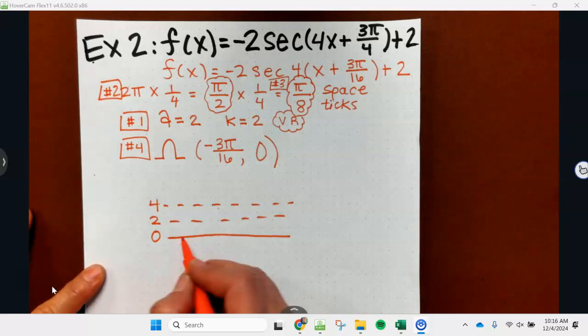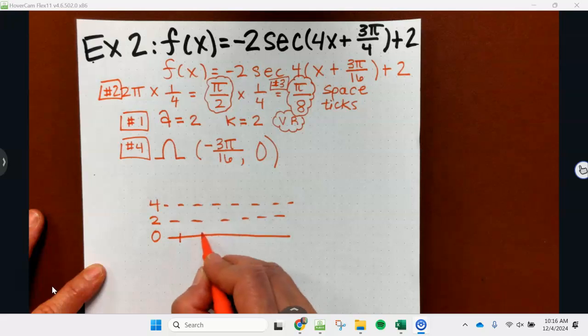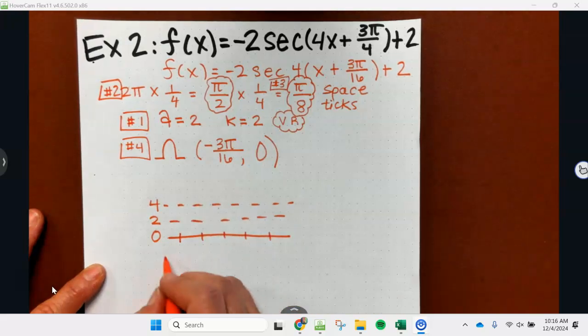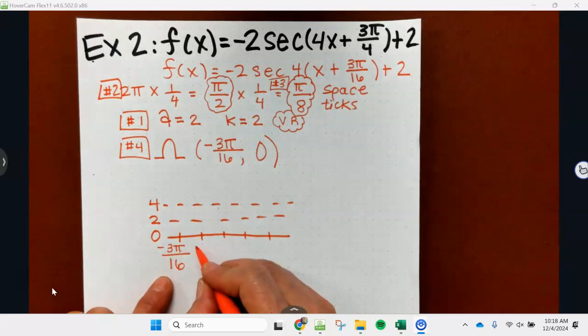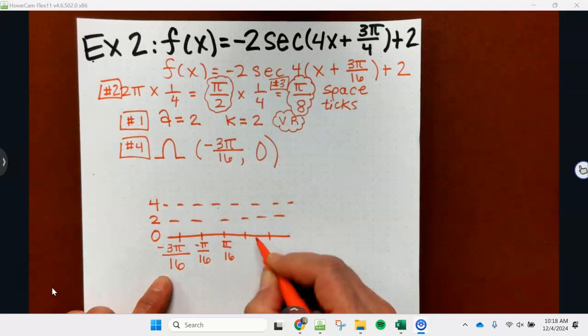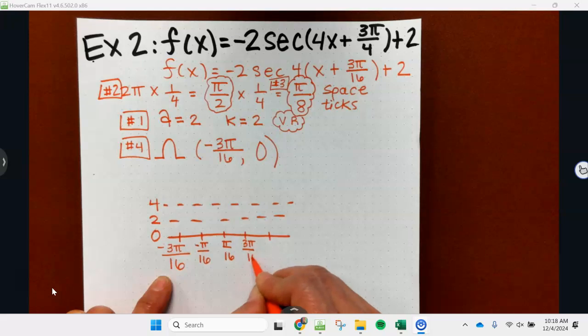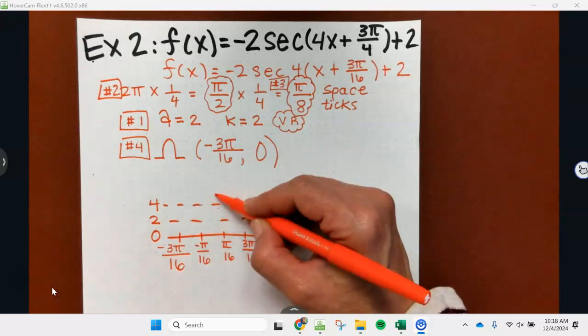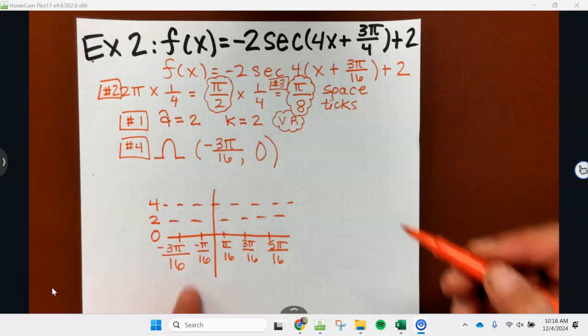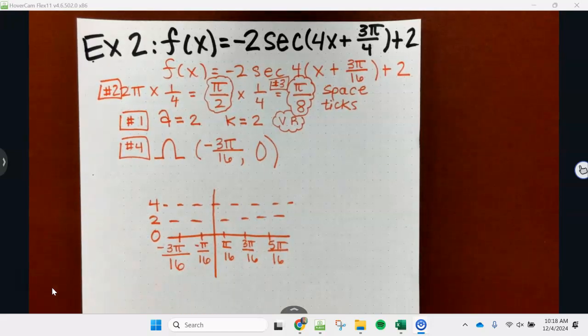And we know that this graph, I can even start drawing my 5 tick marks. 1, 2, 3, 4, 5. We know this graph is going to start at -3 pi over 16. So -3 pi over 16, negative pi over 16, positive pi over 16, 3 pi over 16, and 5 pi over 16. Don't forget to draw the x-axis. And the y-axis is going to be in between the positive and the negative, or the sign switch. We kind of forgot that in the previous example.